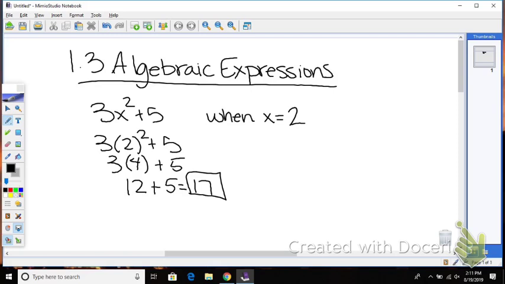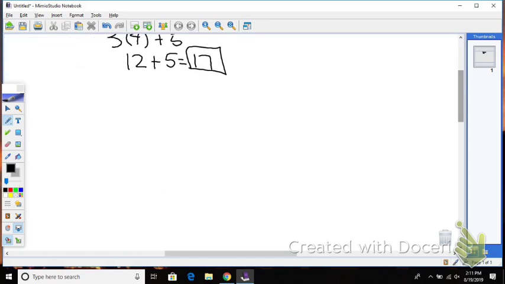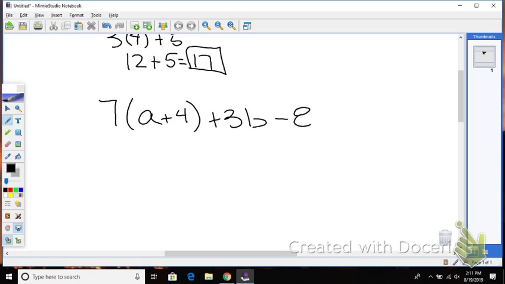Okay? Let me give you one and see how you guys do with this one. See how this is going to be easy today? So let's say I have 7 times a plus 4, plus 3b minus 8. A is equal to negative 4, and b is equal to 5. You guys try this one on your own.